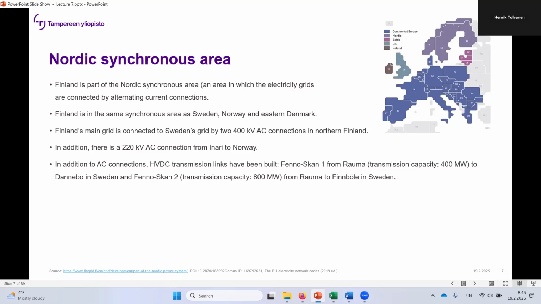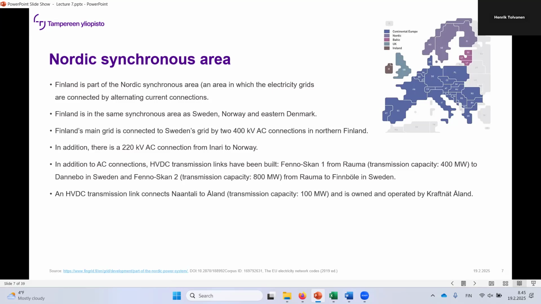I'm guessing this might be closer to 500. So from Rauma to Dannebo and Rauma to Finnböle in Sweden. So 2 cables. And by the way, as I mentioned before, the international sea areas don't extend to those cables. So if somebody cuts those cables, they cannot say that it was an accident. It's then rather deliberate.